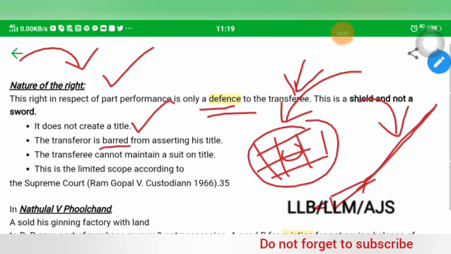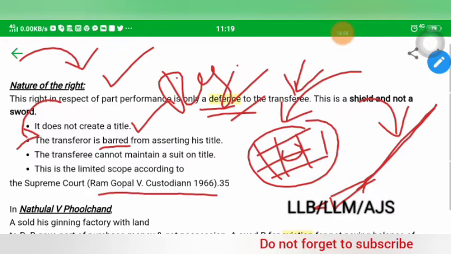But one thing here is that there is a logic we find: it does not create any title. On the other hand, the transferee is also barred from asserting his title. The transferee cannot maintain a suit on title because the deed is not registered. That's why he cannot maintain a suit in a court of law. That's why the whole concept is based on equity. There is limited scope according to the Supreme Court, as held in Ram Gopal versus Custodian. So this is the case.